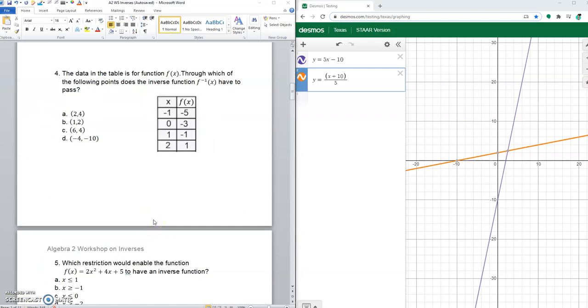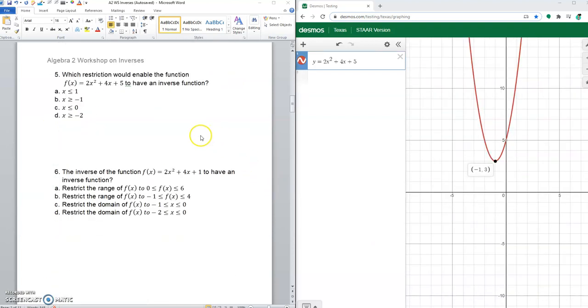Number four, the data in the table is for function f of x. Through which of the following points does the inverse of function f of x have to pass? So the x now becomes your y and the y becomes your x. So let's examine. There is none here that I'm seeing that flipped except for I see the 1 and I see the 1 right here. So now your x of 1 will not be here, it will be here. I'm just seeing that the 1 became a 2, and so 1 also became a 2 on that one. So therefore, your answer here is letter B.